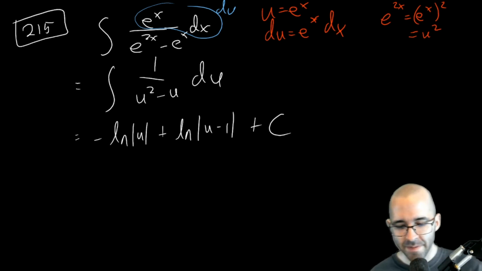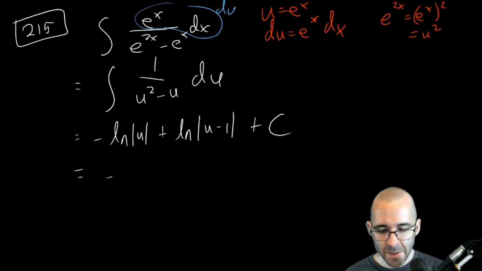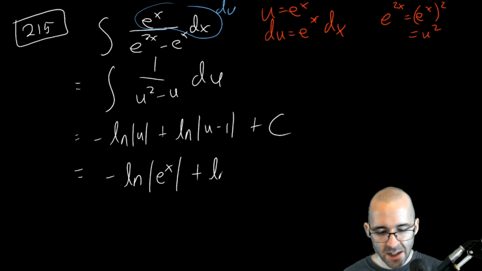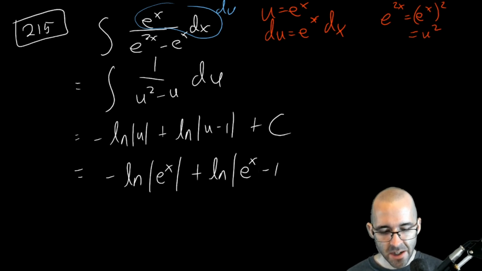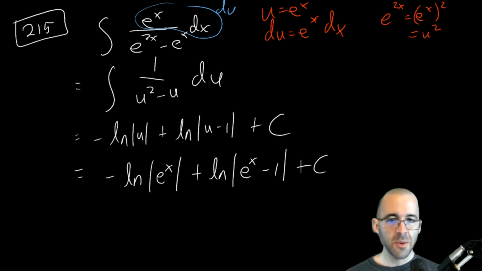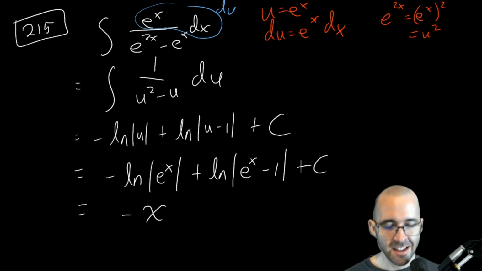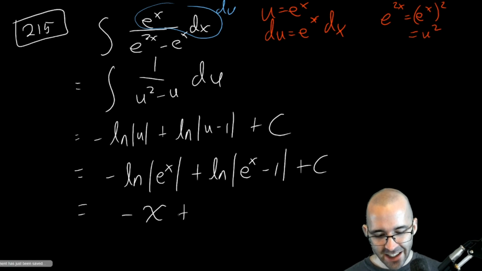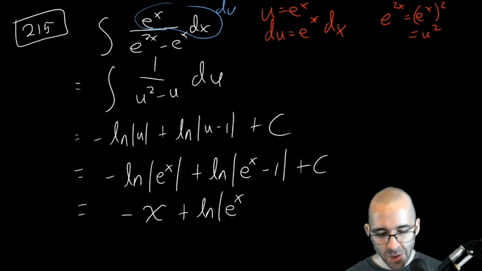So there you go. That'll be negative natural log of u plus the natural log of u minus 1 plus c. What is that first guy? That first guy is just x with a negative in front. Nice. Second guy doesn't simplify at all. All right. We do need the absolute values because we don't know what x is.